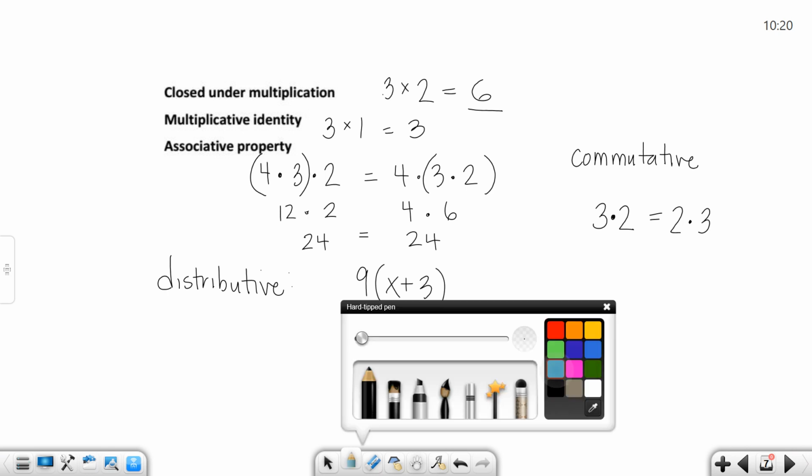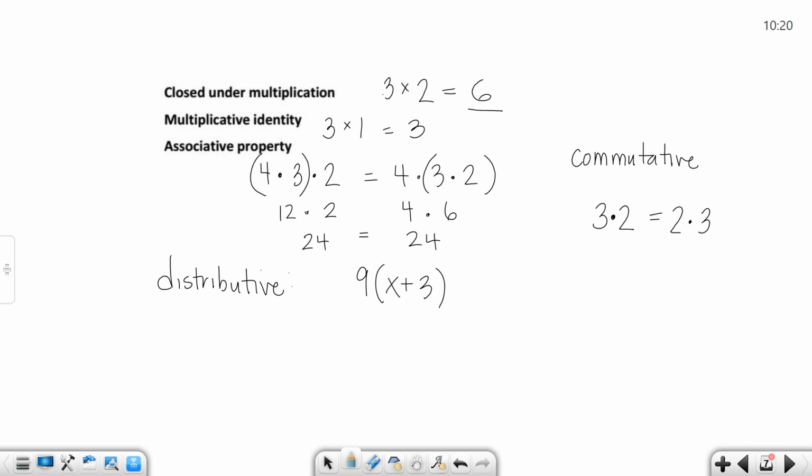And the one that is new is distributive. And so distributive says if you have a number out in front of parentheses, that means you're going to multiply this 9 through by both terms. So you would have 9 times x and 9 times 3. Don't let me mess you up with that x. We'll get to x's later. But that would be 9 times x plus 27. And that would be your distributive property.